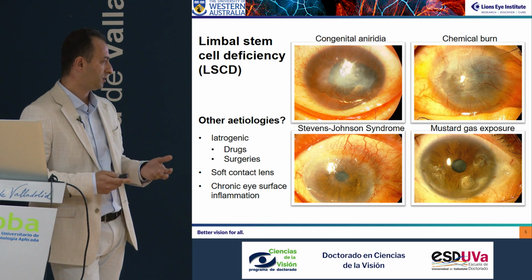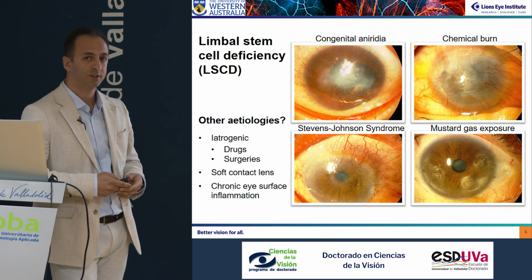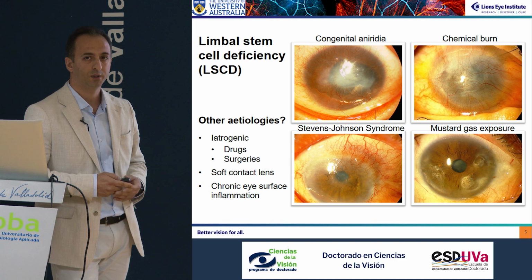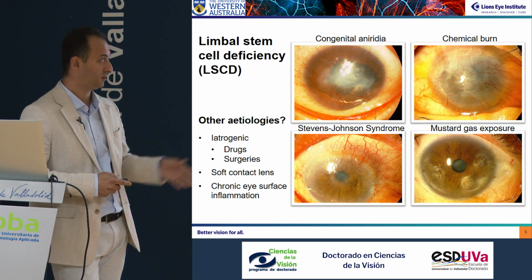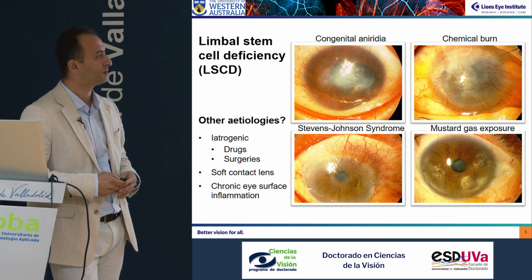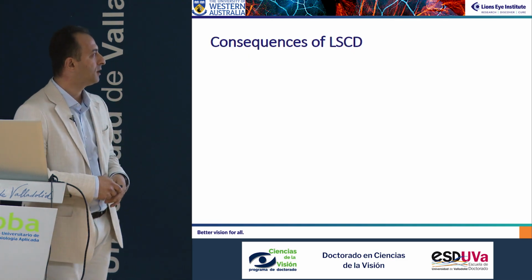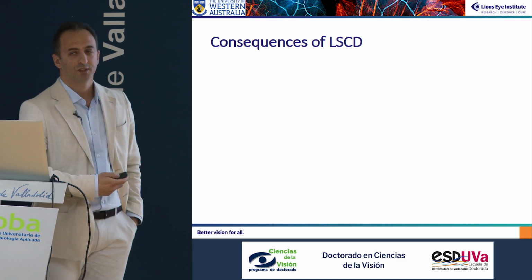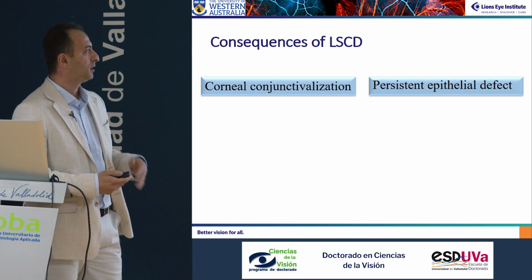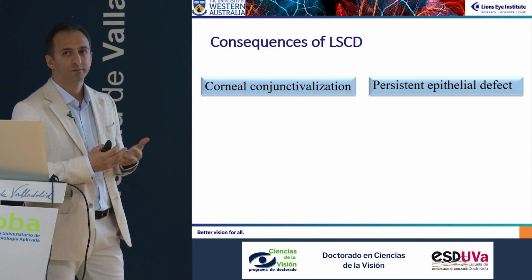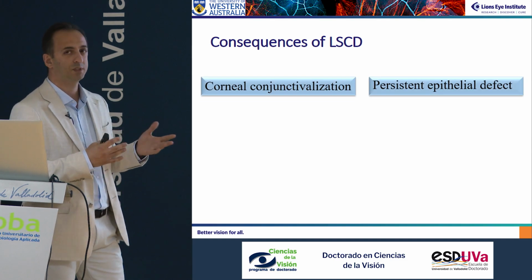And any other type of chronic ocular surface inflammation, like in atopic conjunctivitis, or also mucous membrane pemphigoid, are other causes of limbal stem cell deficiency. But the list is even longer than this, but these are the most important reasons. So why is limbal stem cell deficiency important? What are the consequences of limbal stem cell deficiency? In general, it can result in two separate scenarios.